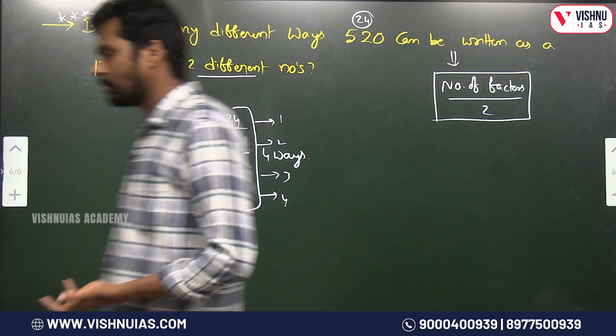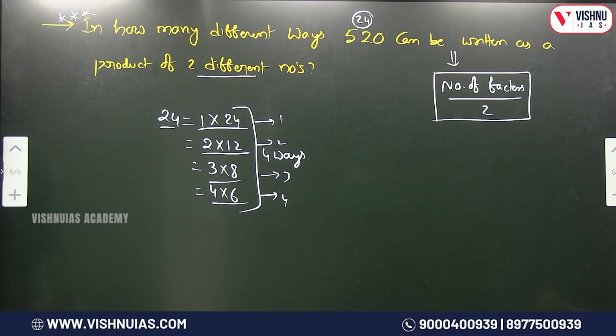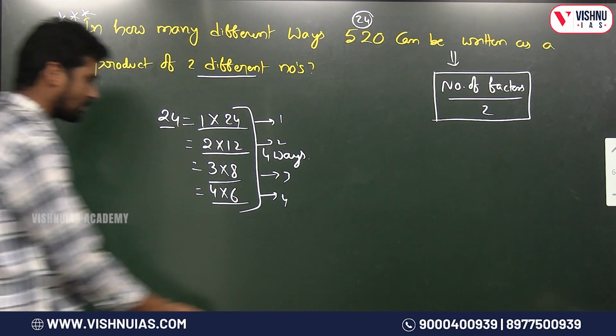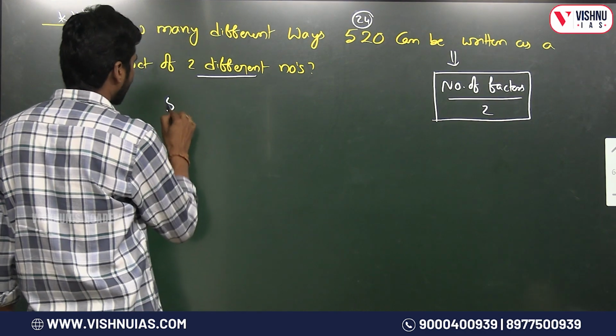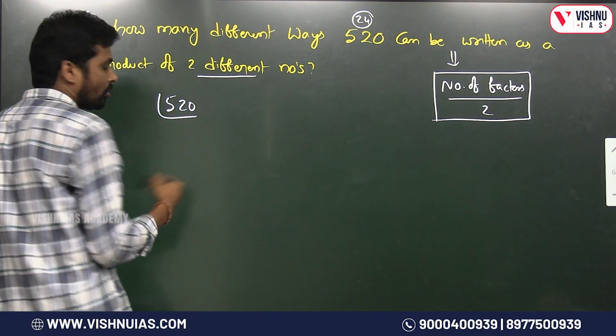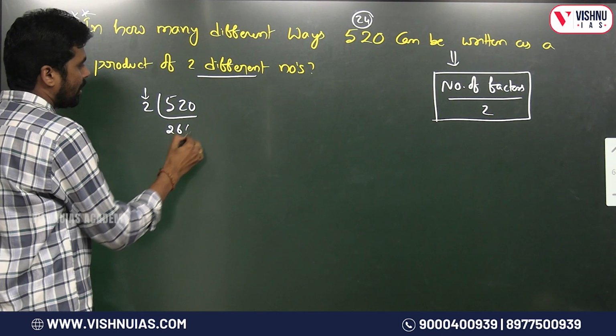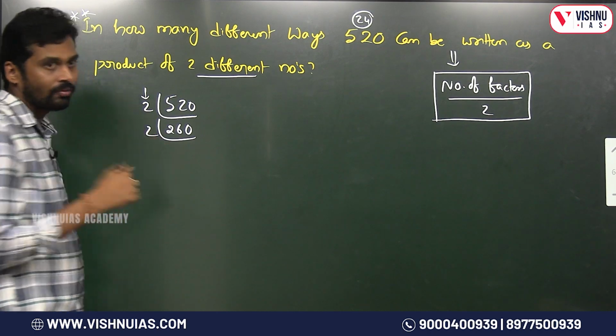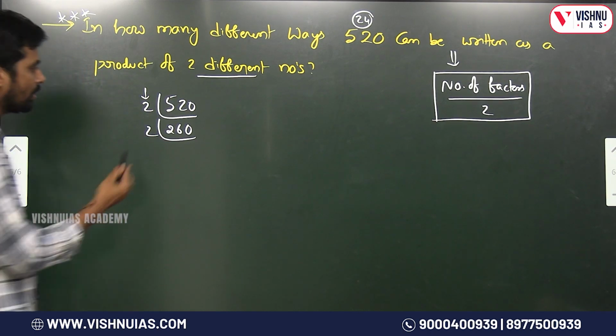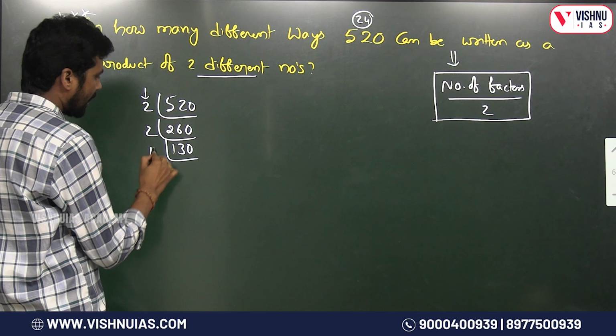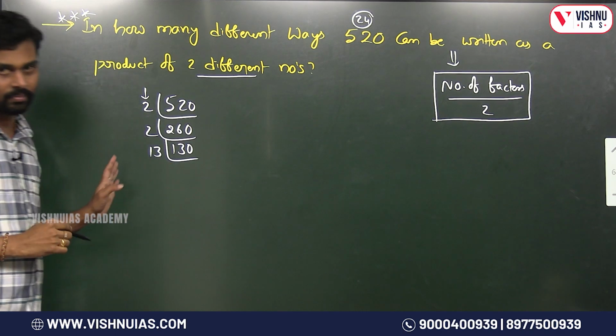You know how to find the number of factors, right? The same thing. If the question is in how many different ways the number can be written as a product of two different numbers, first find the total number of factors, then divide by 2. So tell me the answer for 520. Okay, now I'll use it. You can write 13 into 40 and so on, or otherwise you can divide with any prime number. If you don't know the values of prime numbers, then you can divide like this. So directly you can divide with any prime number.